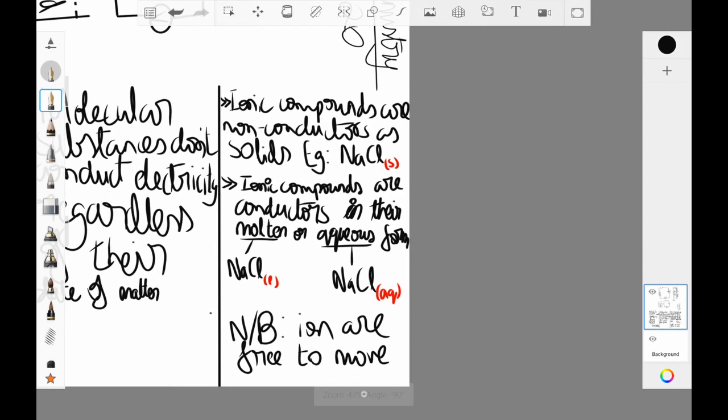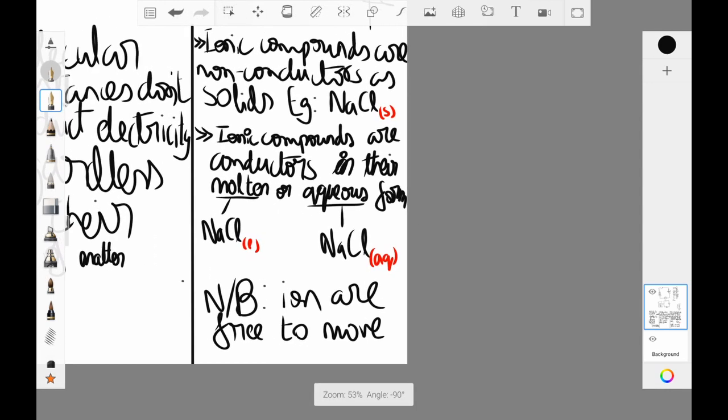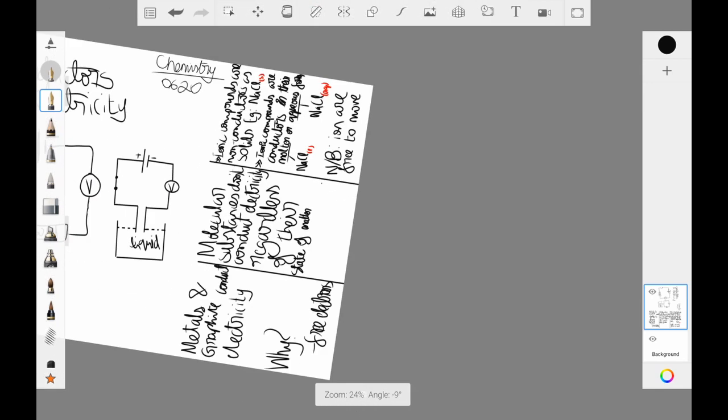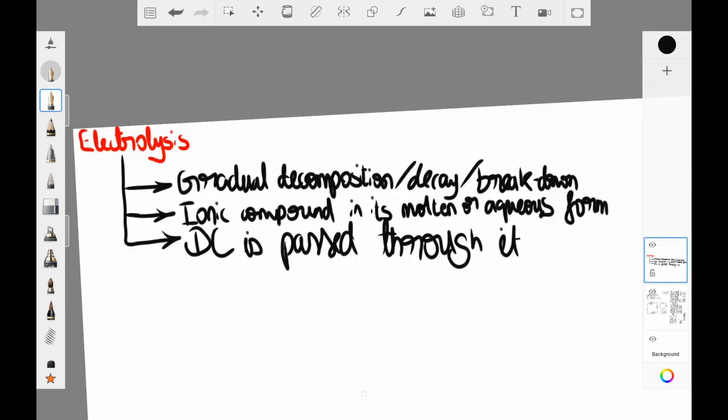Another thing, when you conduct electricity, especially from a DC supply, through a molten or aqueous ionic compound, that ionic compound is likely to decompose, but we are going to discuss this more in a few minutes. So over here, you'll notice that the term in red, electrolysis, has been highlighted.